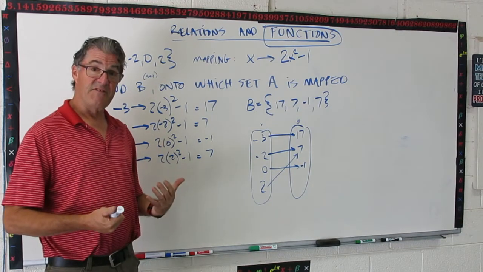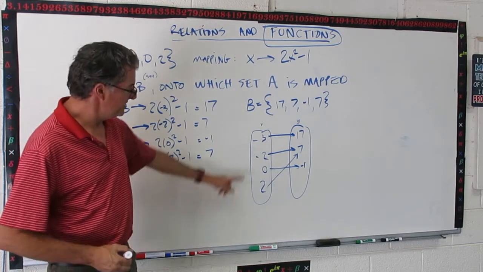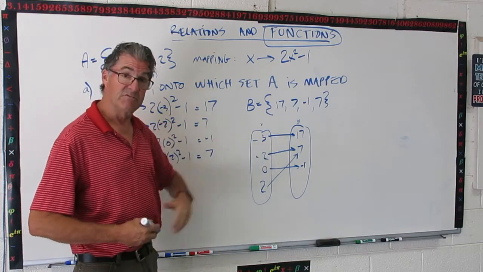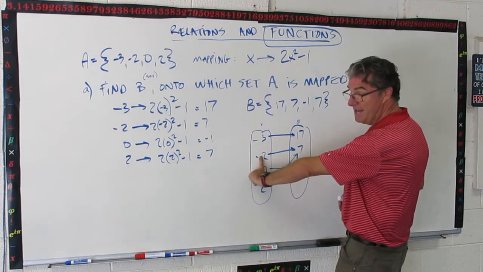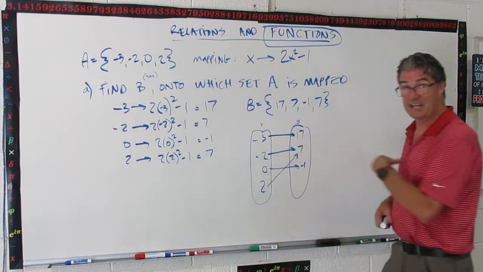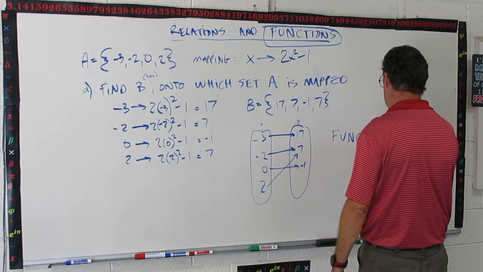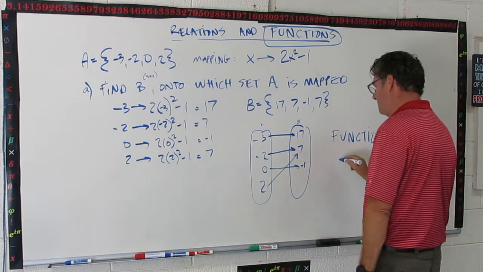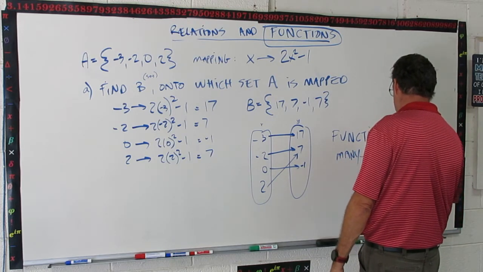Okay, if you thought about that, if you answered it is a function, you're correct, because this is a many-to-one relation. Because we got these 2 numbers, the many maps to the 1 of 7, and that's okay. So this is a function because it is many to 1.